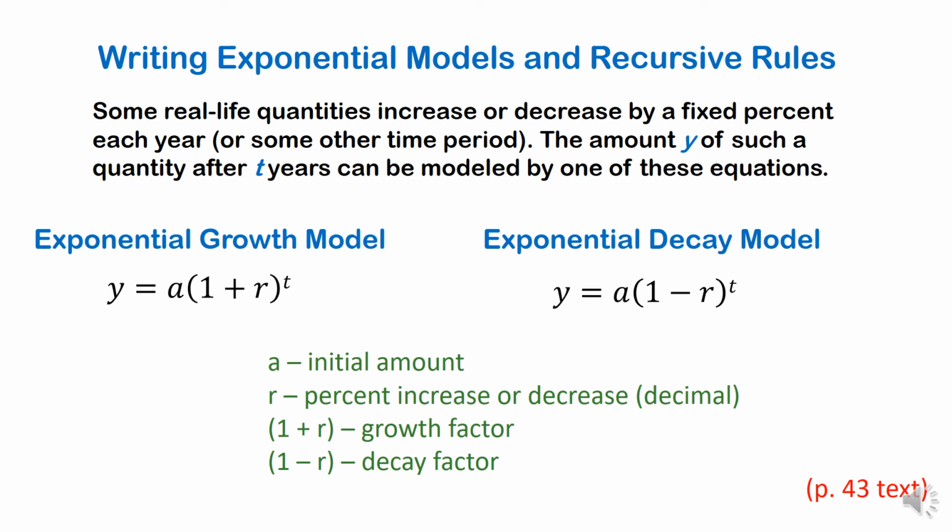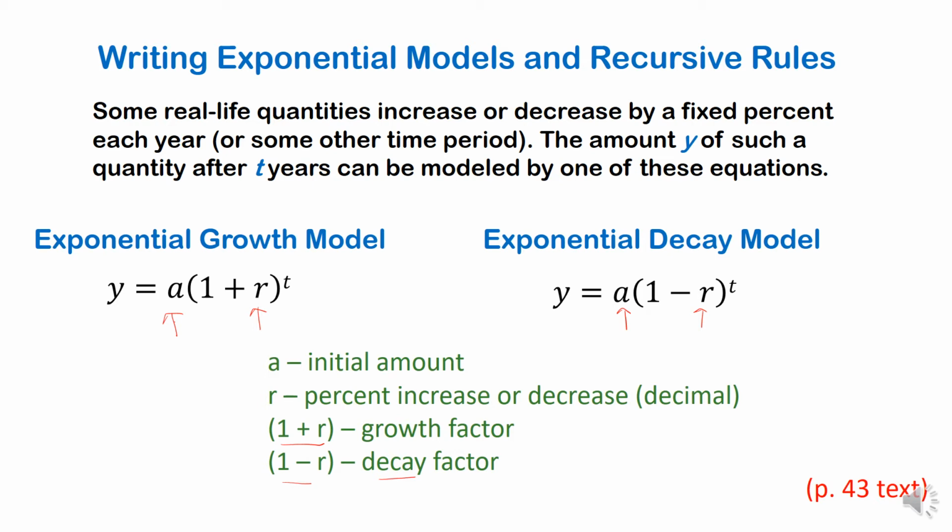Okay, so now we're going to talk about exponential models and recursive rules. So some real-life quantities increase or decrease by a fixed percent each year, or each month, or each week. The amount y of such a quantity after t years can be modeled by one of these equations. So if you look at this, the a here represents the initial amount. That might be dollars, it might be temperature, might be something else. r is the percent increase or decrease. If it's 1 plus r, it's a growth factor, or 1 minus r, it's a decay factor.